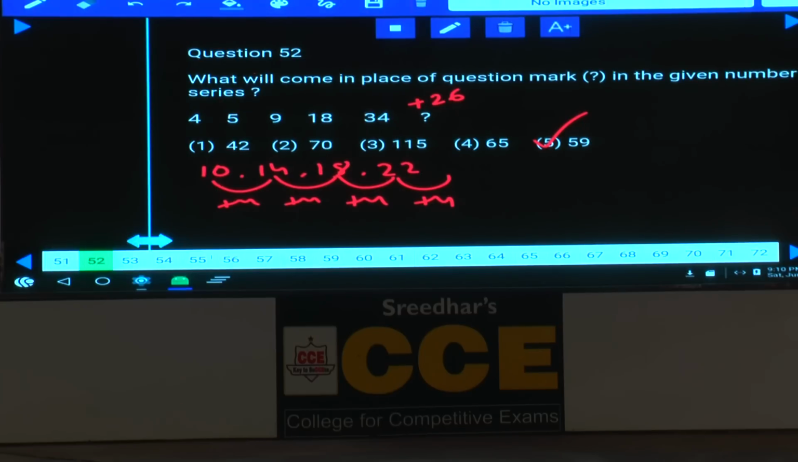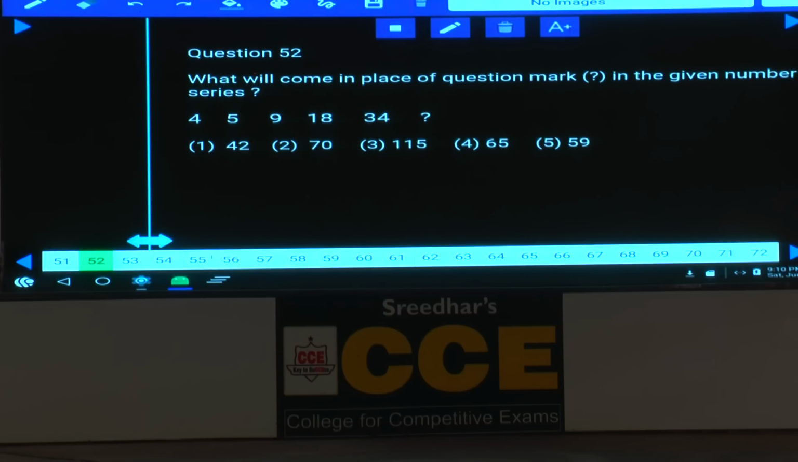Then question number 52. Now in this one 4 and 5 the difference is 1, 5 and 9 difference is 4, here the difference is 9, next one is 16. 1, 4, 9, 16 can be written as 1 square, 2 square, 3 square, 4 square. Next one is 5 square, and 34 plus 25 is how much? 59, choice 5. Difference between the numbers are perfect squares.